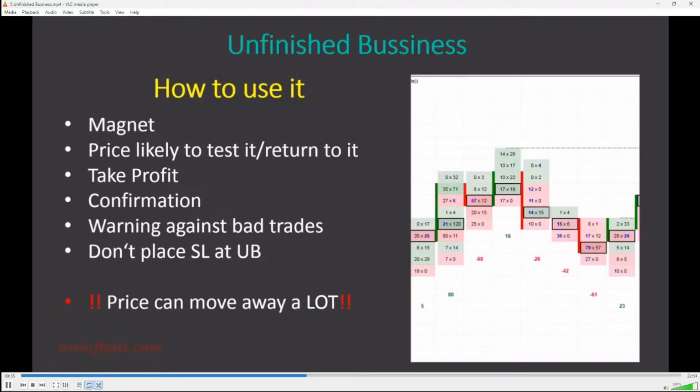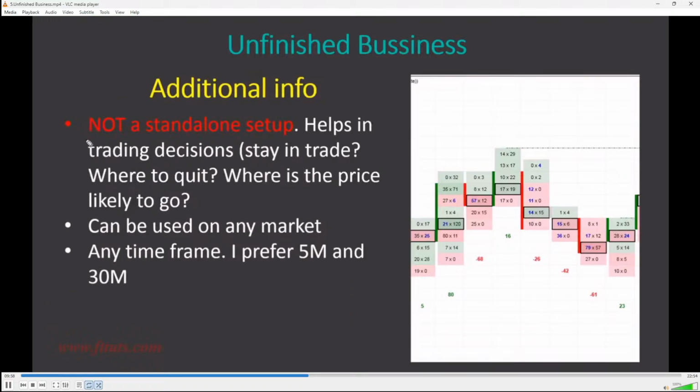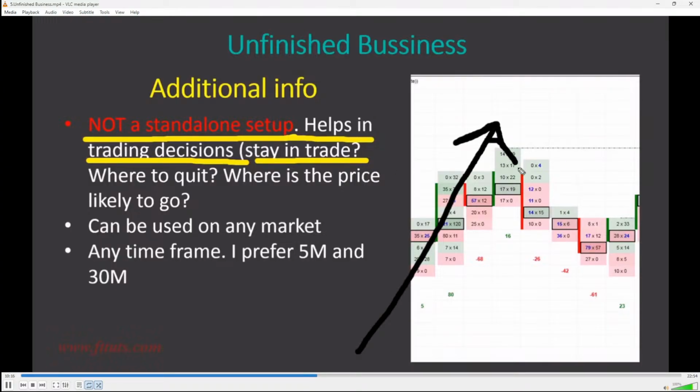All right, so let's move on a bit. The unfinished business is not a standalone setup. As I said, it helps in trading decisions. It can, for example, help to decide whether to stay in a trade. So imagine you are in a long, there's a pullback, and you're not sure whether to quit your long in here, but there's a failed auction in here, so you know that it should work as a magnet. So the price will most likely go upwards again, test this magnet, test this unfinished business, create a successful auction, and possibly continue upwards. So it can help in decision making.